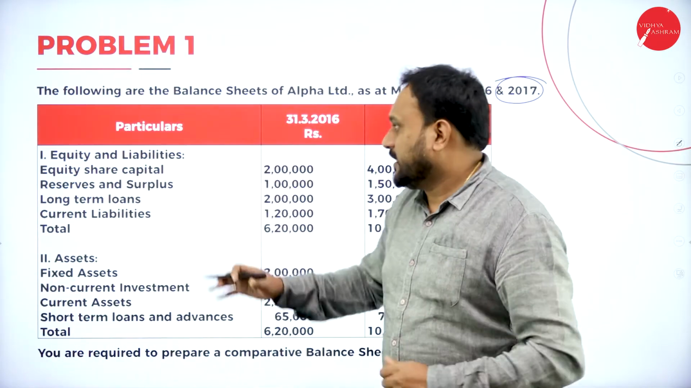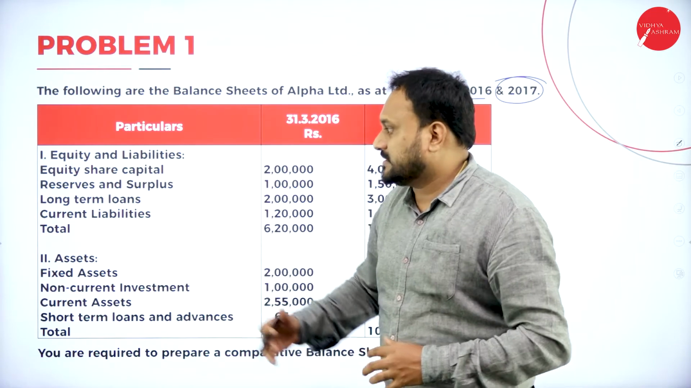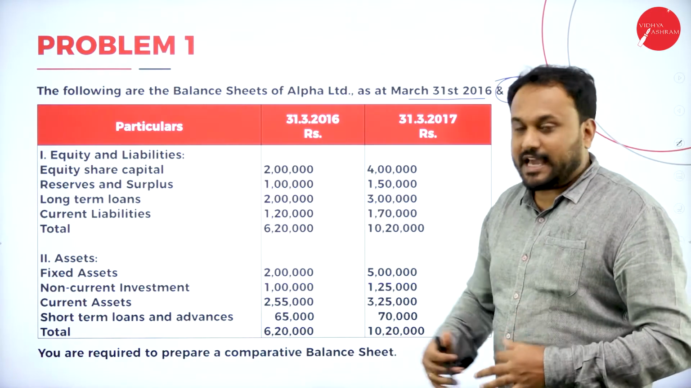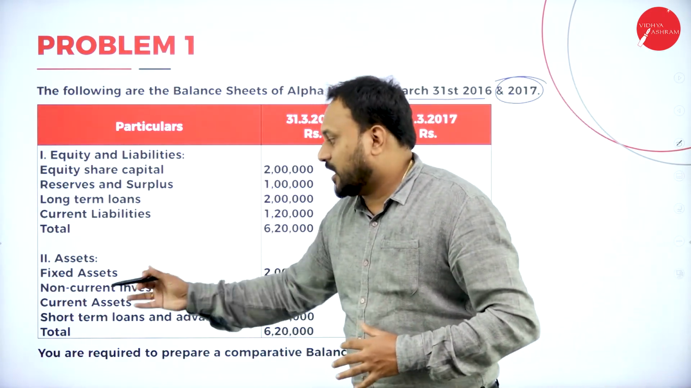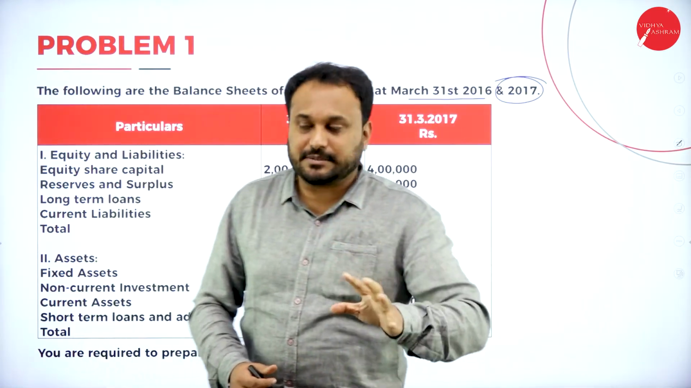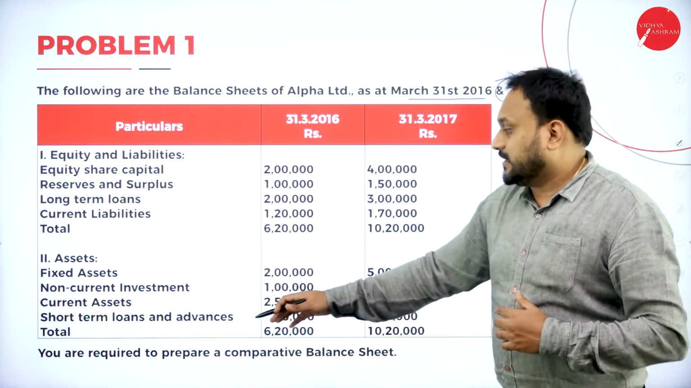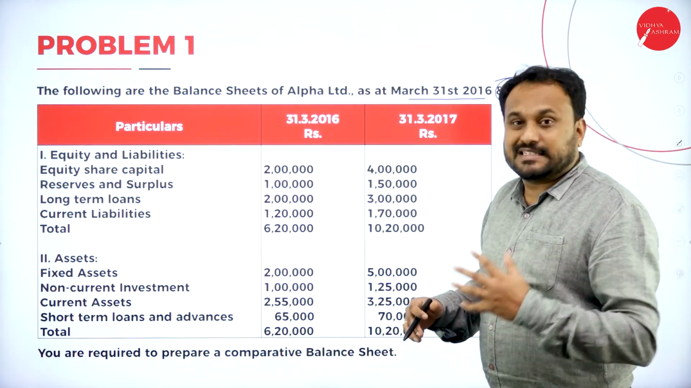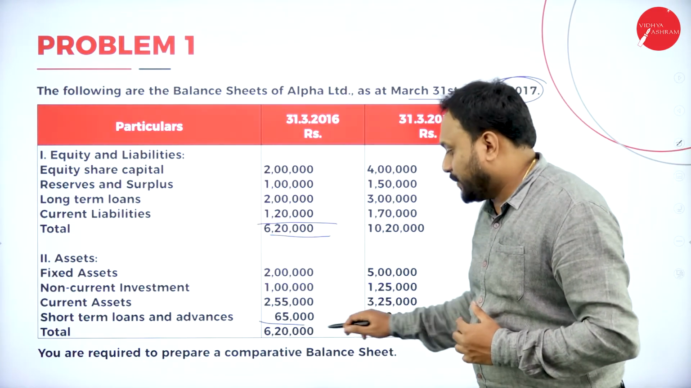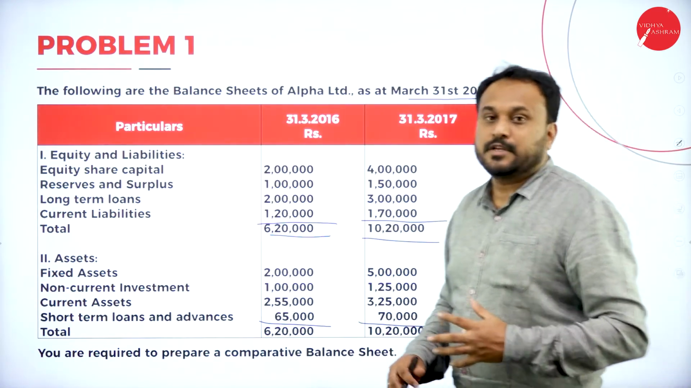Now understand here. The question is like this: equity and liability they have only given. Equity, share capital, reserves and surplus they have given. Long-term loans, current liabilities, then the total of these. Then we have assets. Now they have given fixed asset, non-current investment. Don't get confused with non-current assets and non-current investment. Then we have current asset, that is short-term loans and advances, and again they have given us the total. March 2016 is 6,20,000 here, and we have 6,20,000 here. Then 2017 is 10,20,000, and we have 10,20,000 here also. So the balance sheet is done.